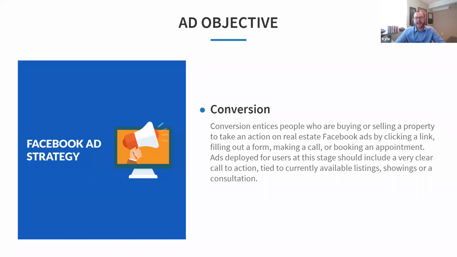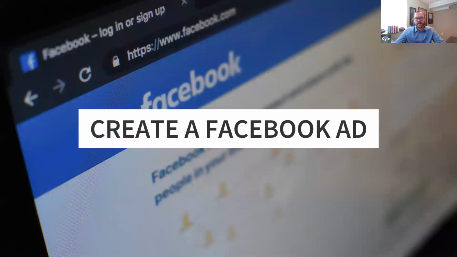And it's got to be tied to a listing, a consultation, something where they get the ball moving. They're ready to go. They're asking for help. So those are the 3 different Facebook ad objectives. And then we'll talk about how to create a Facebook ad now.